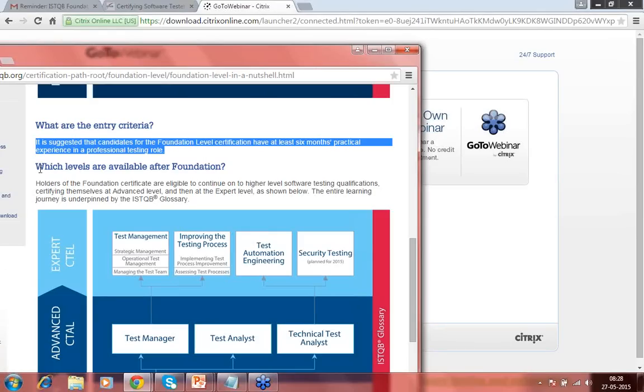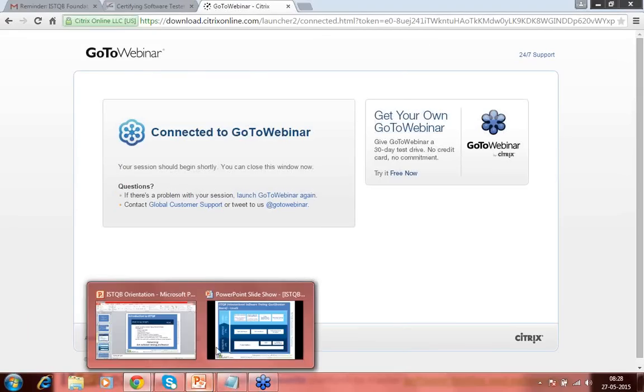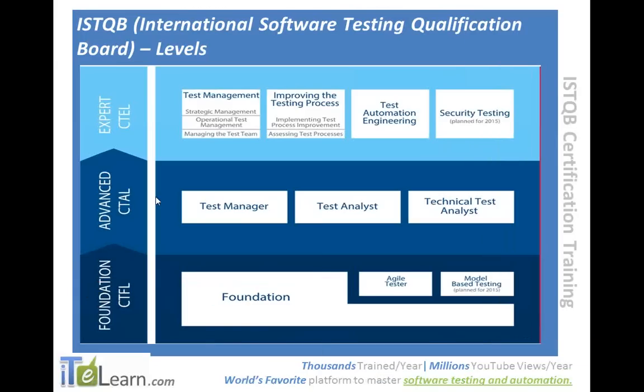So after foundational level, what are the levels that are available? That's what we are talking about in our current slide. So any questions on that foundational level now? I've clearly explained what is foundational level and who can take it up. Anybody, it could be a test manager, test engineer, test lead, test analyst, test architect, right? It could be somebody from the client side who will be performing the user acceptance testing. He's actually a business user, but he regularly involves in acceptance testing for the system. He can take it up.